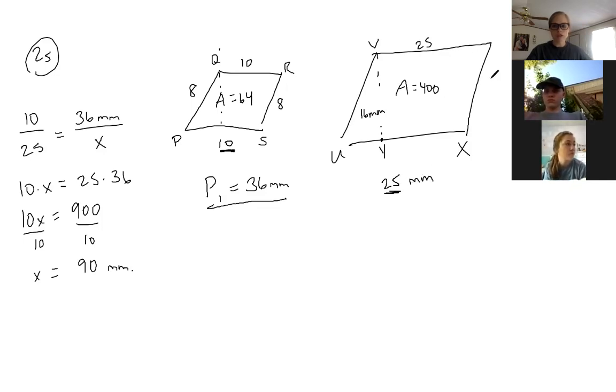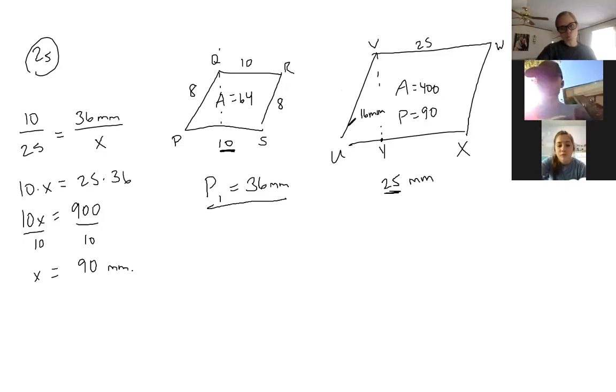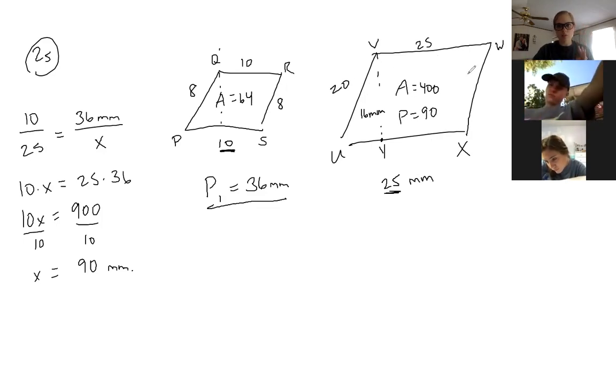What must side UV and XW be? If the perimeter is 90, this side is 25, this side is 25, what must these two sides be? Well, remember, perimeter is the distance around. So 90 minus 25 minus 25, well, that's 90 minus 50. So I'm left with 40, which is 20 for each. So both of these sides must be 20 as well.